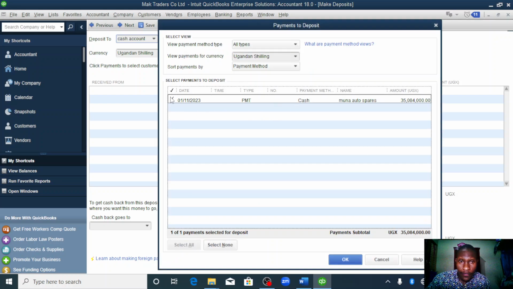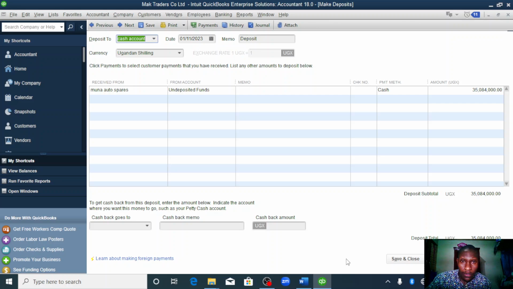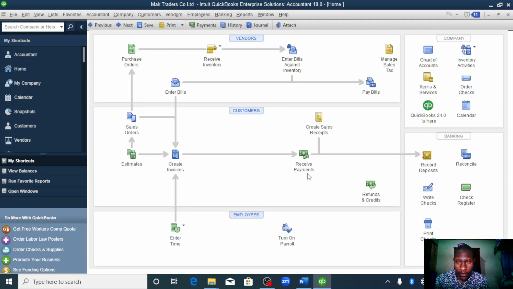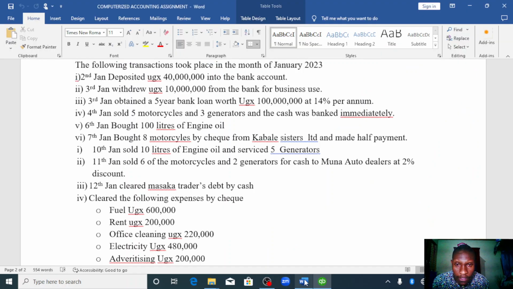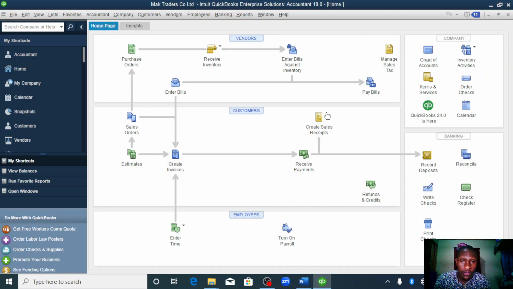We click in, we say okay. We come here and save and close. So we go to another transaction on 12th. On 12th they are saying cleared Masaka Traders debt by cash.